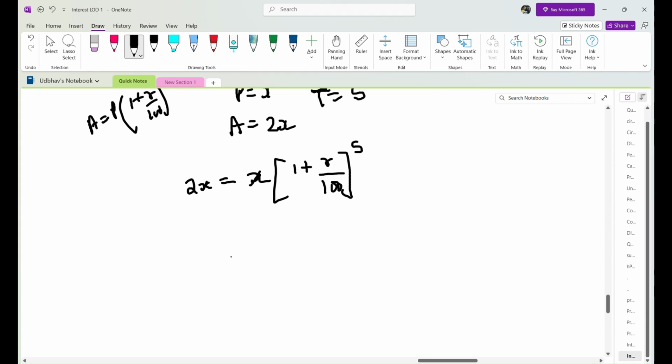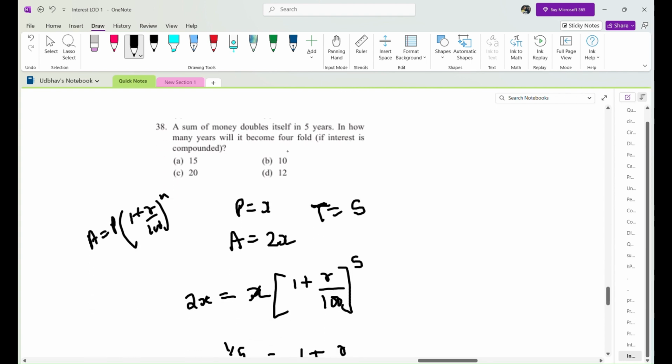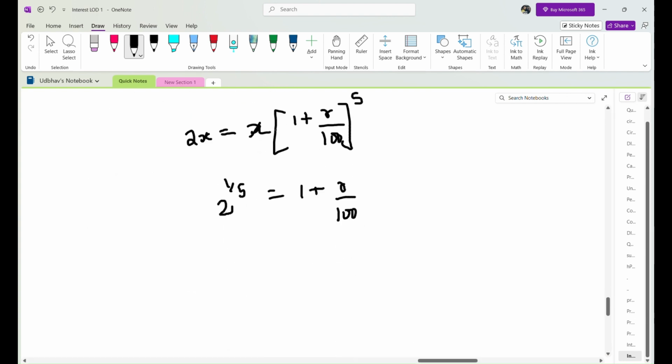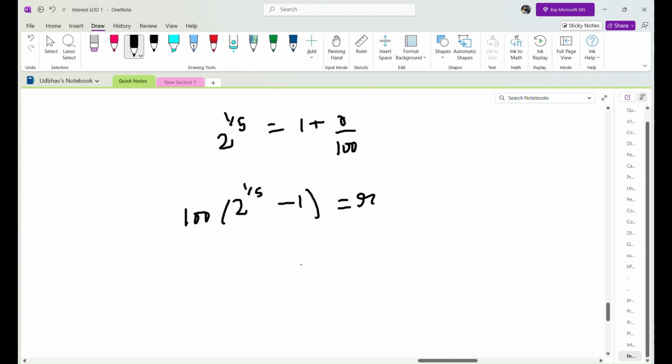So from here we can see 2 raised to the power 1 by 5 equals 1 plus r by 100. We want to find the time when it will become 4 times. Okay, so from here we can find the r. 2 raised to the power 1 by 5 minus 1, into 100 equals r.